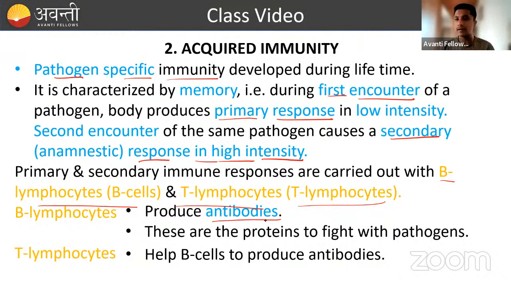Next, when it comes to T lymphocytes, they help B cells to produce antibodies. Actually, T lymphocytes have a lot of functions. They are responsible for giving our body the ability to differentiate between what is our own cells and what is outsider cells, or self and non-self cells. Self means our own cells, non-self means it is from the outside. So this capacity to understand self and non-self comes from T lymphocytes.